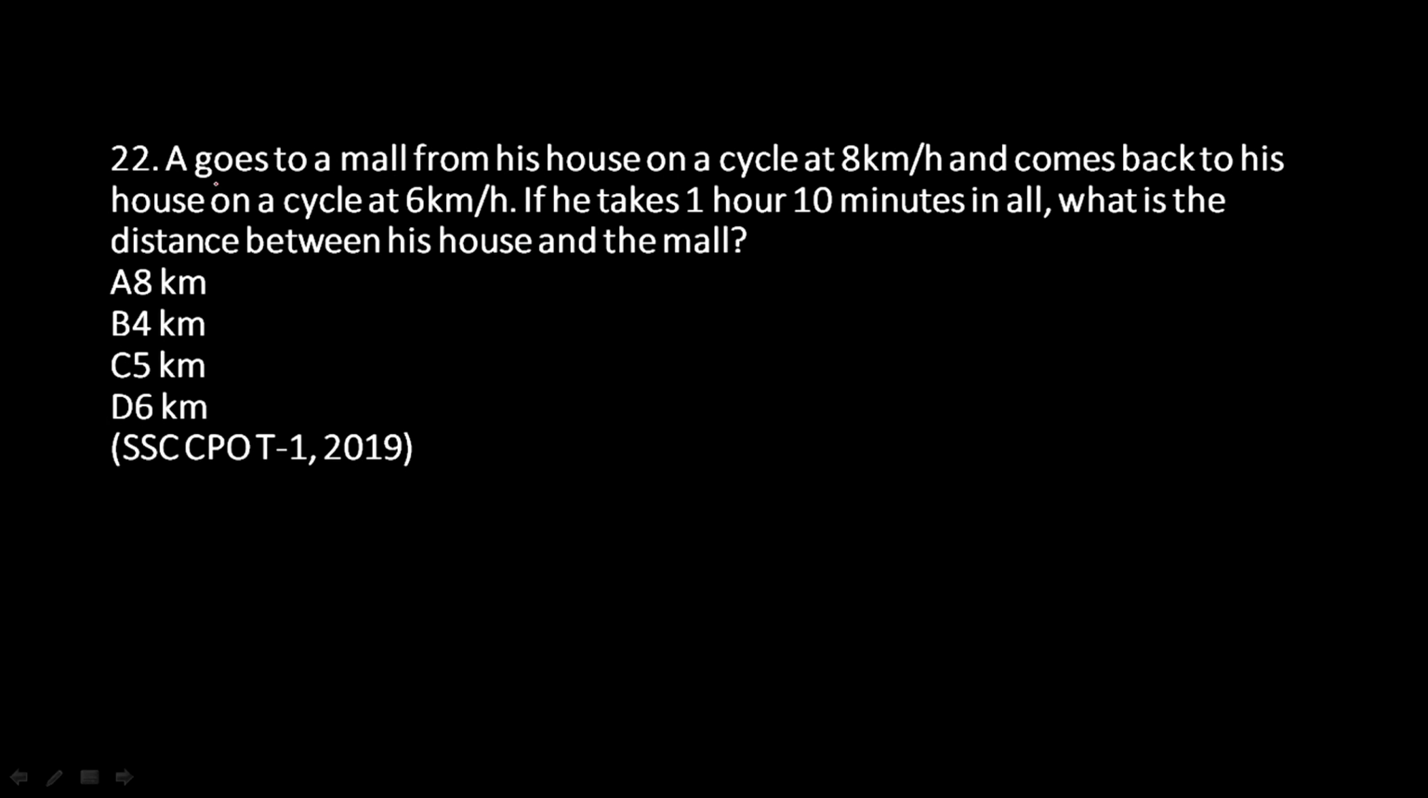Next, A goes to a mall from his house on a cycle at 8 km per hour and comes back to his house on a cycle at 6 km per hour. If he takes 1 hour 10 minutes in all, what is the distance between his house and the mall? So how will you solve it? Earlier we have seen distance is equal to S1 into S2 into difference of time divided by difference of speed.